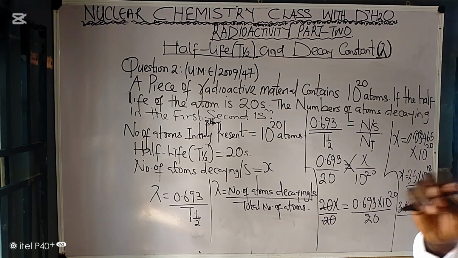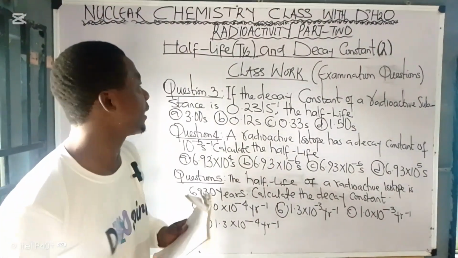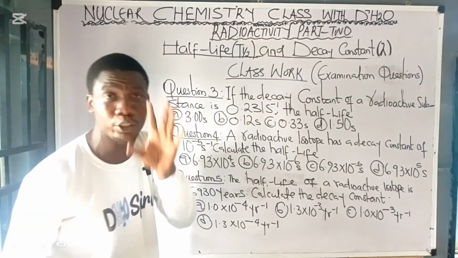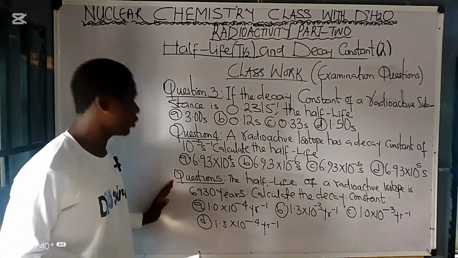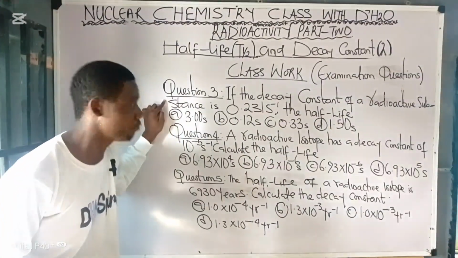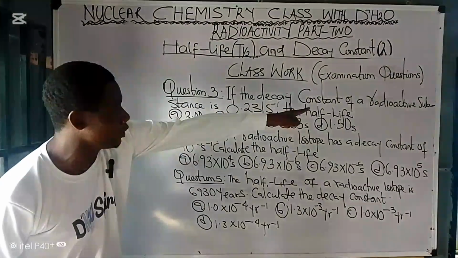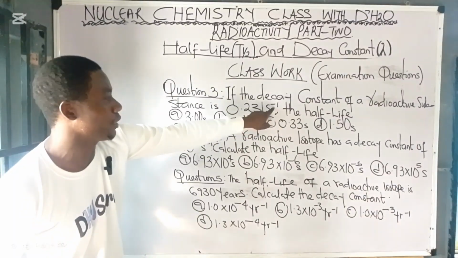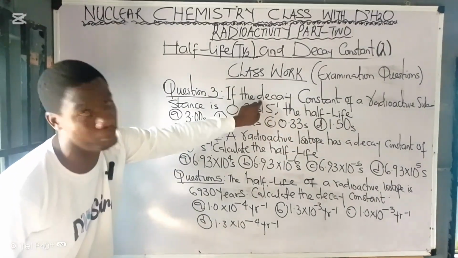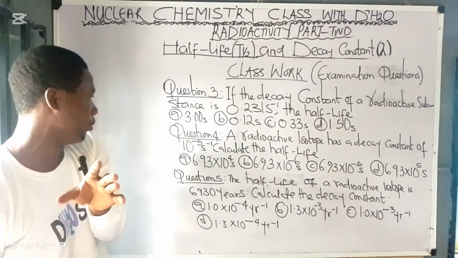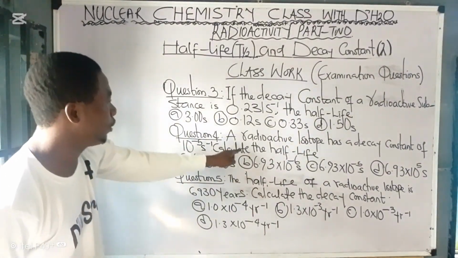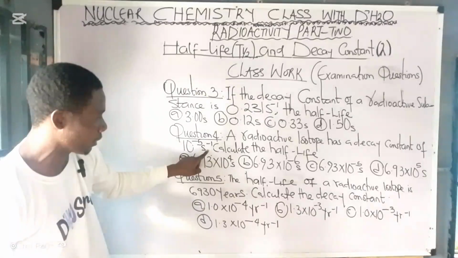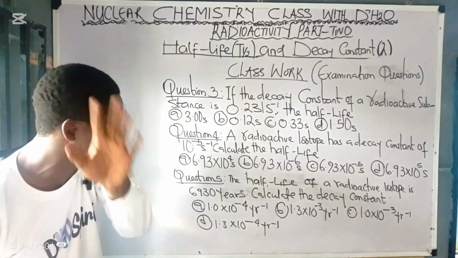Let me give you a simple task. Now listen to me, this is a class work for you. To prove that you actually understand this video lesson, you have to solve these questions for me. You are going to solve question number 3. If the decay constant of a radioactive substance is 0.231 per second, the half-life will be what? Solve it for me using the formula I have given you. Question number 4. The radioactive isotope has a decay constant of 10 raised to the power of -5 per second. Calculate the half-life. Use the same formula.